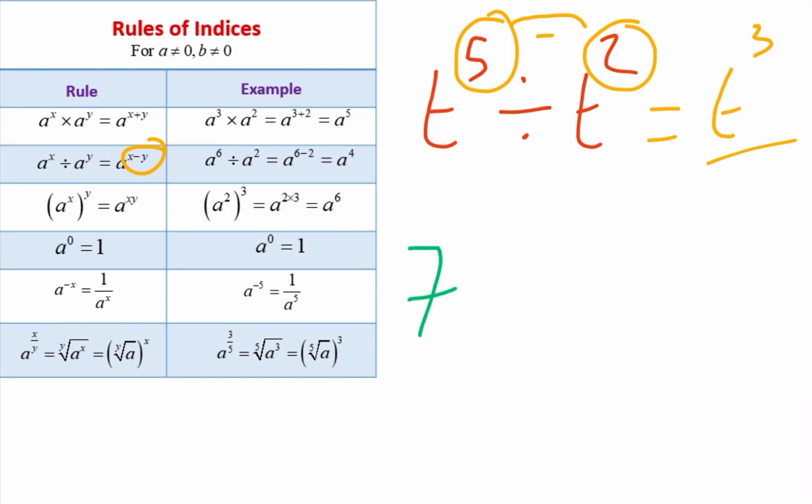They love using 7s. I've seen in exams a lot, 7s and 5s come up quite often. 7 to the power of, say, 8, divided by 7 to the power of, let's say, 2.